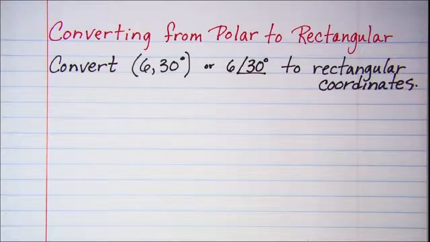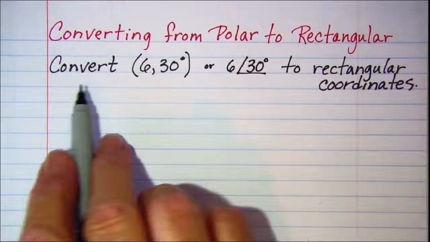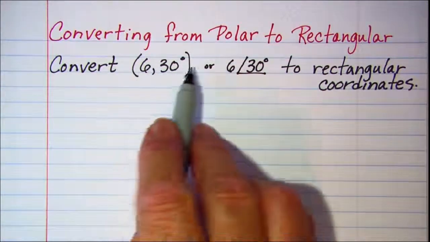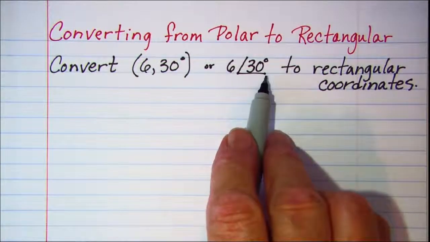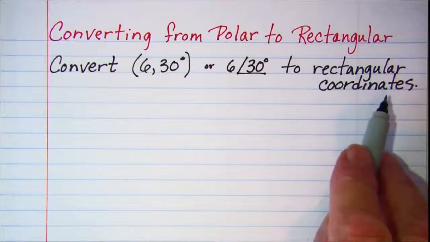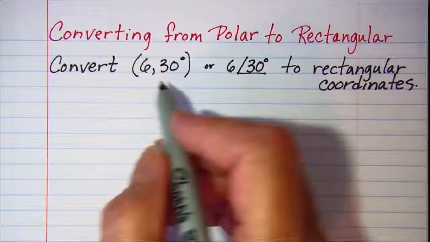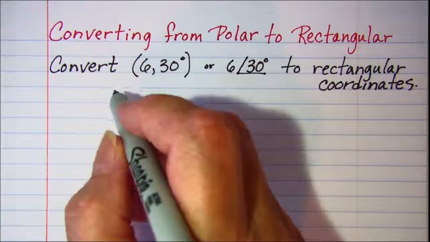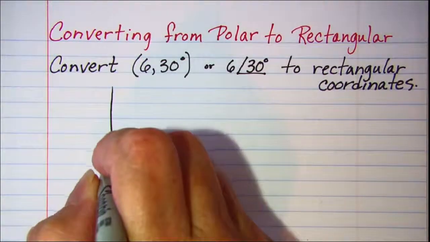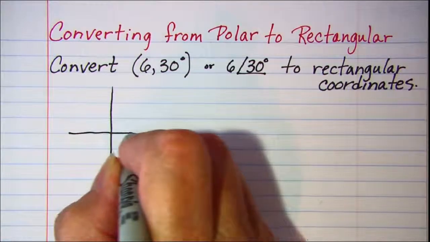In this video, we'll be converting from polar coordinates to rectangular coordinates. Our first problem is to convert the point (6, 30°), or it could be written this way, 6 at 30 degrees, to rectangular coordinates. Now we know that the 6 represents the distance from the origin to the point, and the 30 represents the angular rotation.